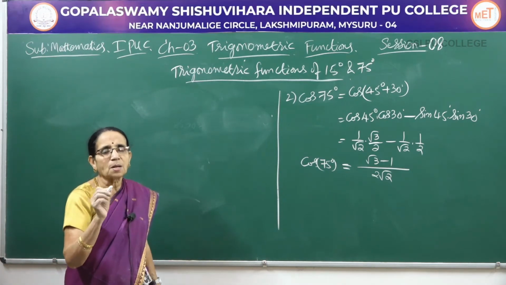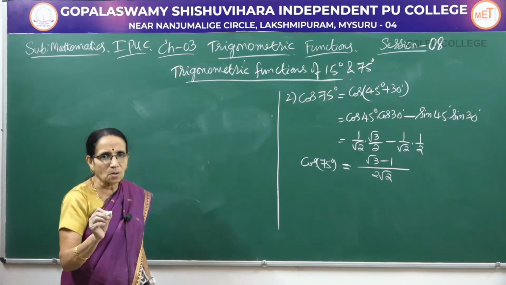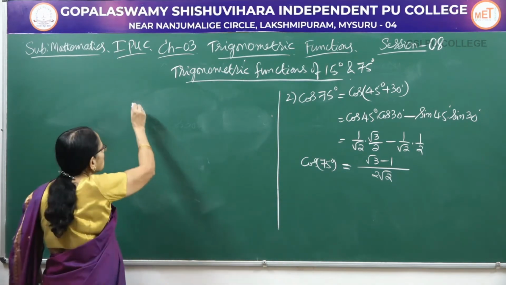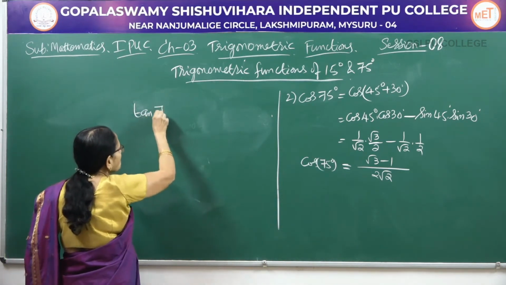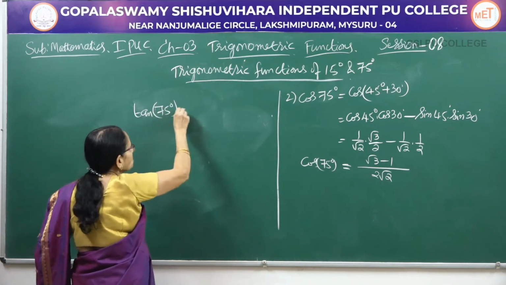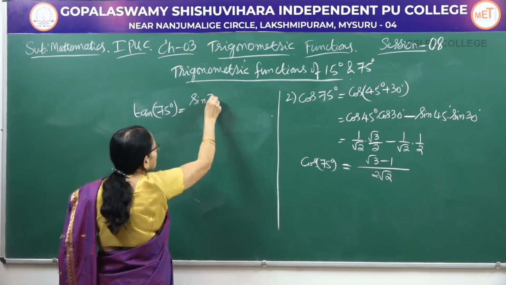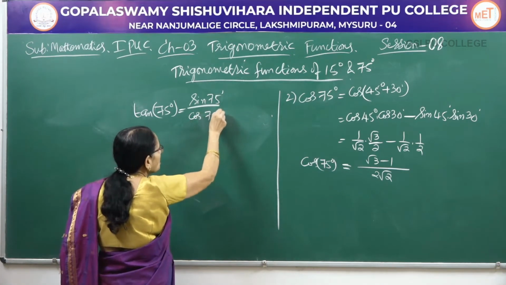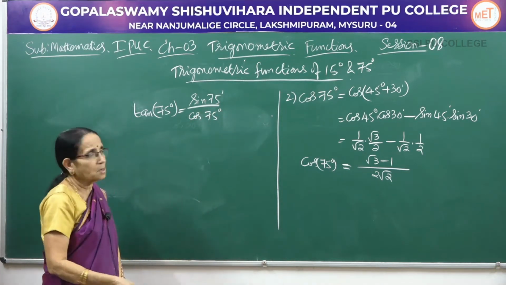tan x plus tan y divided by 1 minus tan x into tan y. Or else when these values are known, directly you can get the value also. Both the methods are correct. Either you can use this information, tan theta is sin theta by cos theta, or you can use the compound angle formula of tan. Okay.